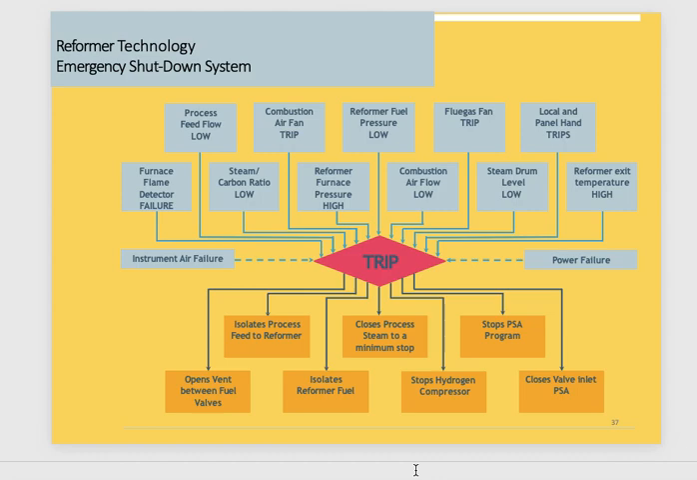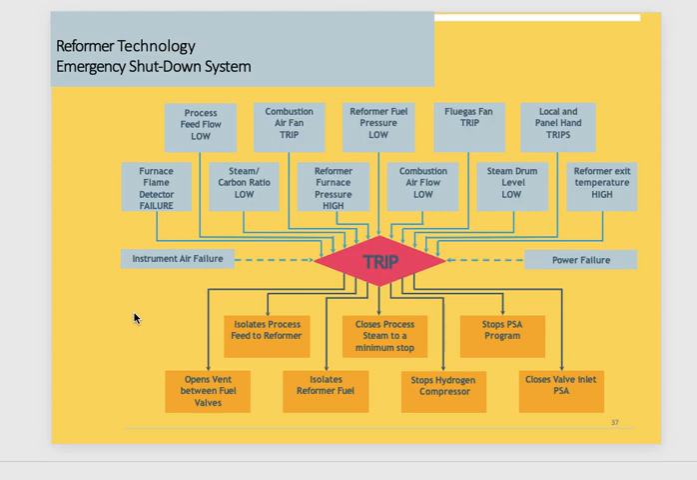Okay, the shutdown system protects the process because we have a nickel-based catalyst in the reformer tube. We need to protect against any damage or runaway reactions. Okay, so you will face complicated circuits of loops inside the hydrogen production plant. I will simplify all the trip sections for you in the following form.